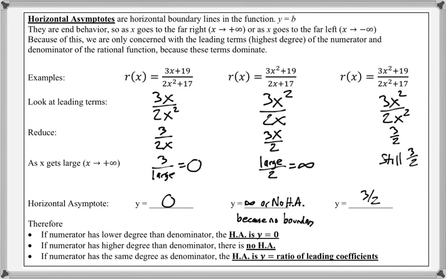You don't need to do all this work every single time. You just need to know these 3 cases, because this will work for all of them. So if the numerator has a lower degree than the denominator, then the horizontal asymptote is y is equal to 0. If the numerator has a higher degree than the denominator, then there is no horizontal asymptote. And if they have the same degree, then it's the ratio of leading coefficients. So it's like on this one, we had a fraction of 3 over 2. That is our asymptote there. So those are our cases.